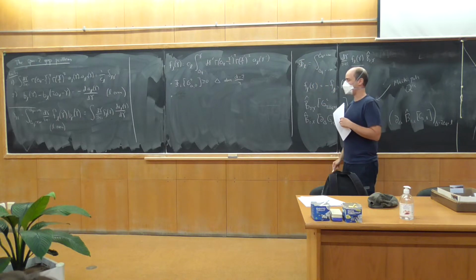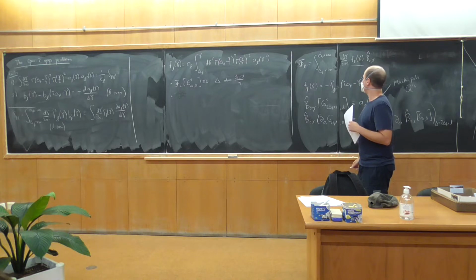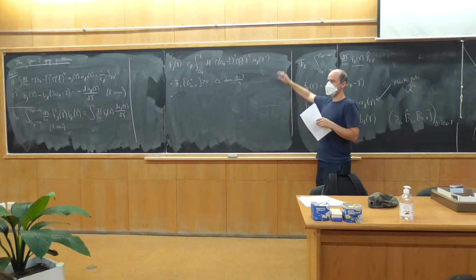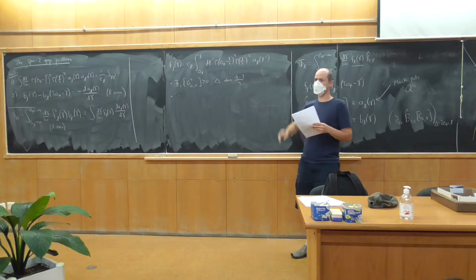Is it obvious that it satisfies the antisymmetry property from the definition? Yeah, it should be obvious. The Mack polynomials satisfy an antisymmetry property, and that should be what you need to prove the antisymmetry property of this. Yeah, that's a great question.